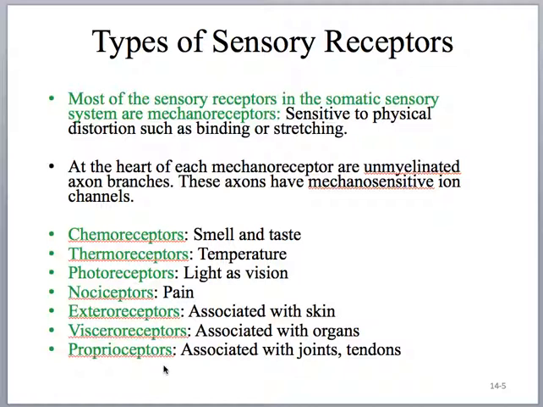There are different types of receptors. There are chemoreceptors, which respond to smell and taste, thermal receptors for temperature, photoreceptors for light, nociceptors for pain, and so forth.